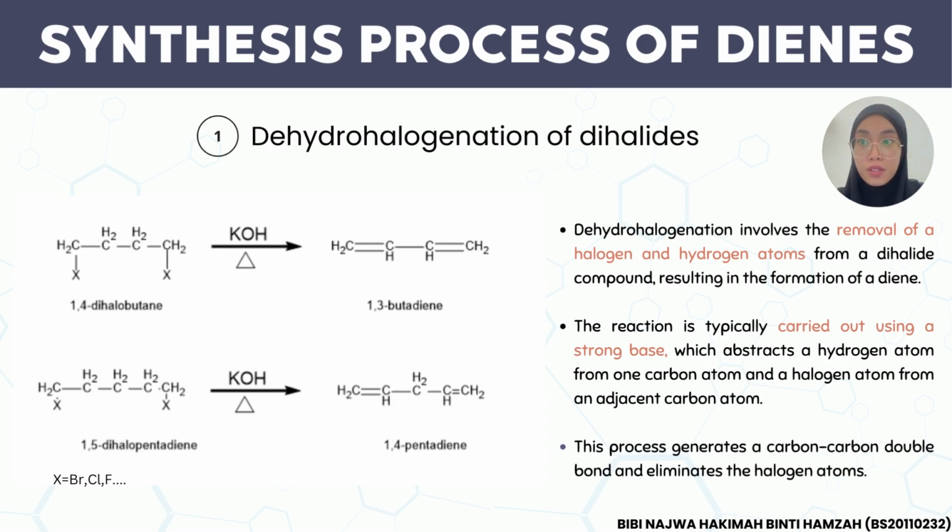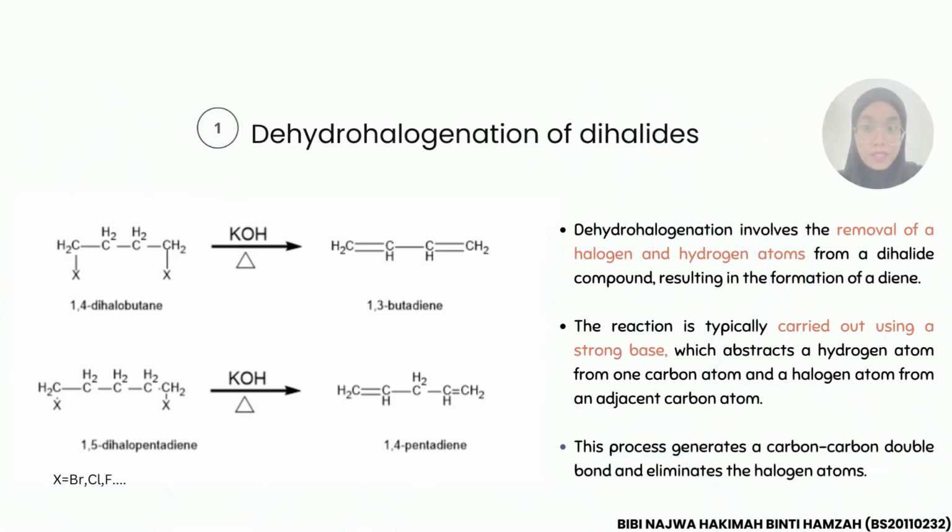For example, let's consider 1,2-dichloroethane as the dihalide. When treated with a strong base like potassium at high temperature, one hydrogen atom is removed from one carbon atom and one chlorine atom is removed from an adjacent carbon atom, which will lead to the formation of a conjugated diene called 1,3-butadiene. Next, let's consider 1,5-dichloropentane as the dihalide. While undergoing the same process, it will lead to the formation of an unconjugated diene called 1,4-pentadiene.